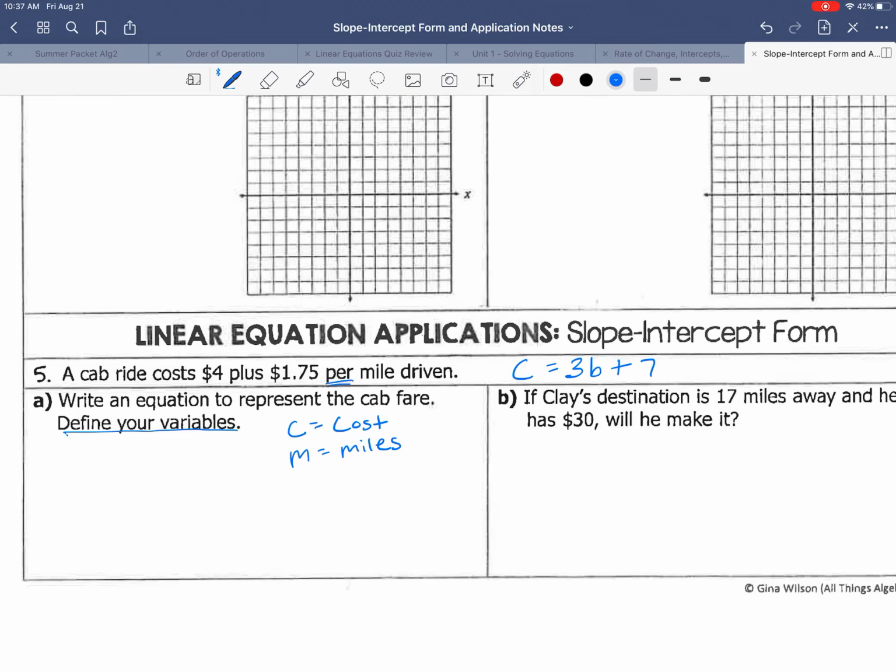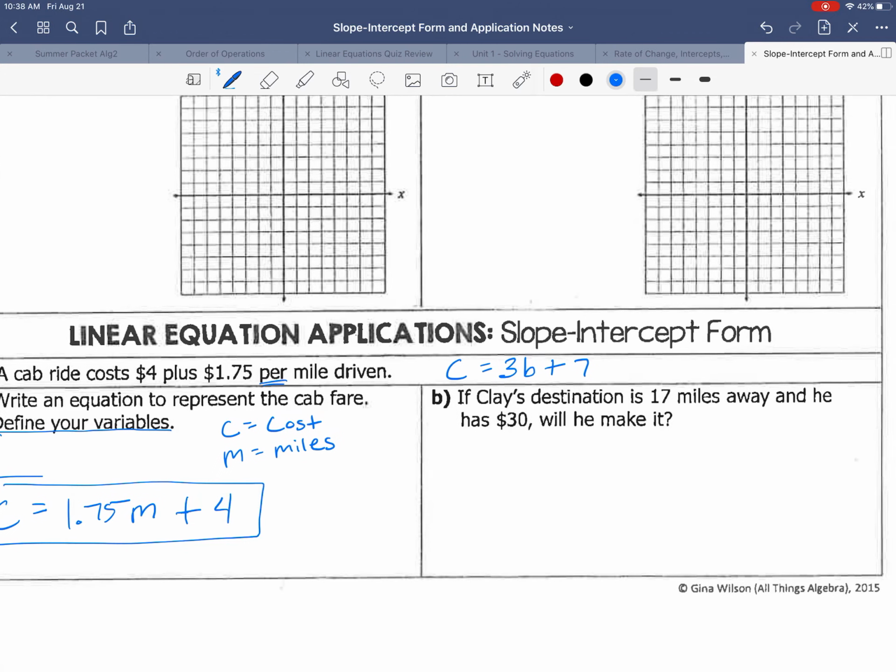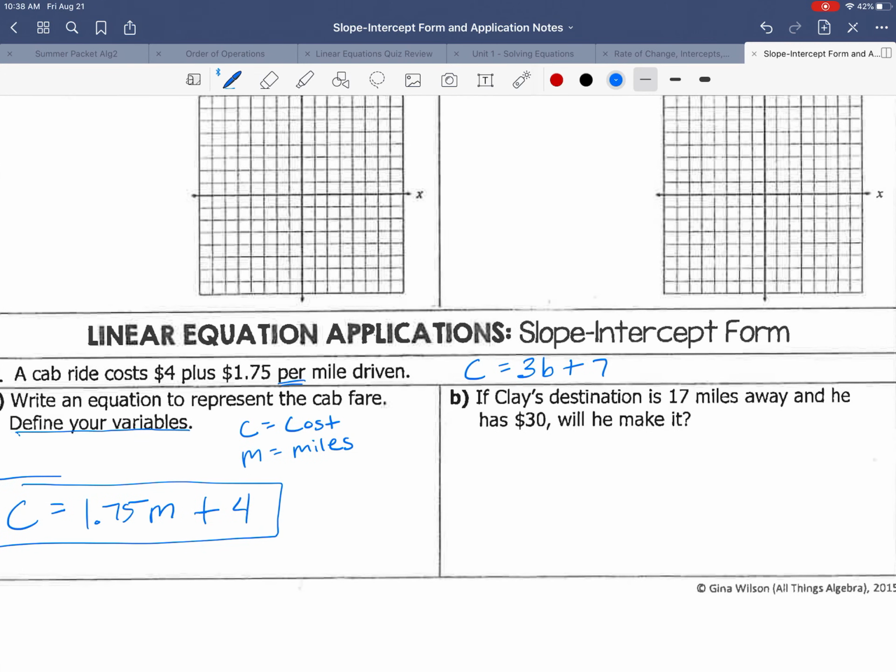My equation here is going to say the total cost, C, is equal to $1.75 for every mile driven, so 1.75 M, plus the $4 fee that always gets paid. That's going to be your equation. Part B just wants you to apply that equation.